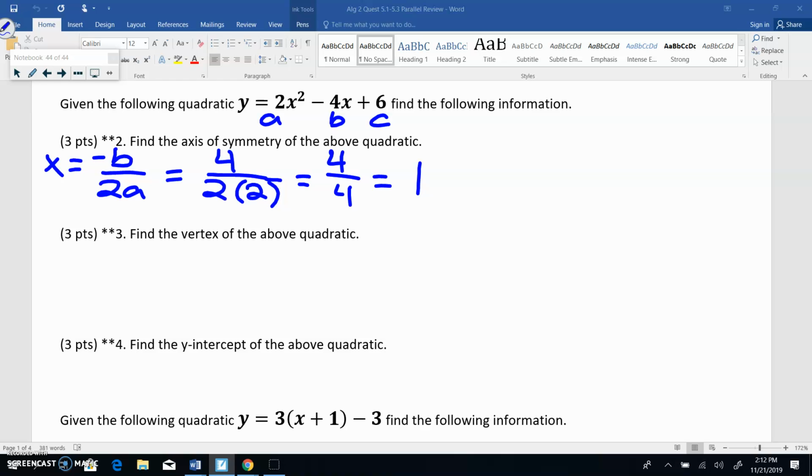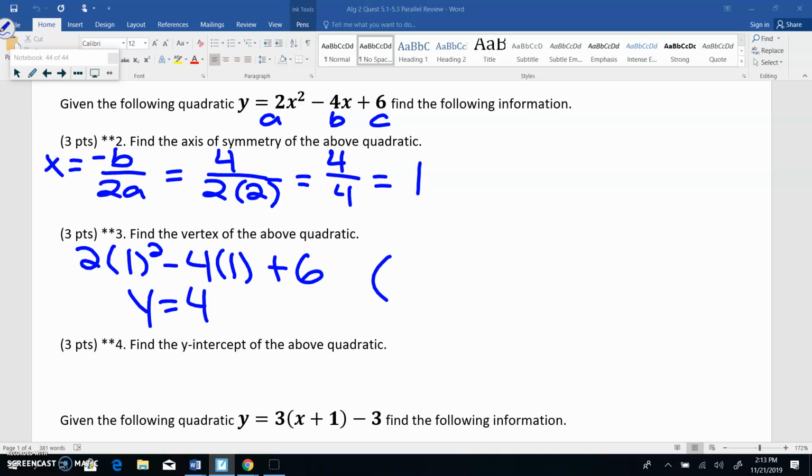The second question asks you for the vertex. In order to get the vertex, you need an x-coordinate and a y-coordinate. You already have the x-coordinate from number 2. What you're going to do with that is plug it into the equation. So I have 2 times 1 squared minus 4 times 1 plus 6. You go ahead and you plug it into a calculator or do it in your head. Doesn't matter to me. That's going to give you y is equal to 4. Then your answer for this is the combination of both. It's the answer from number 1 and this answer here. So there's your vertex.